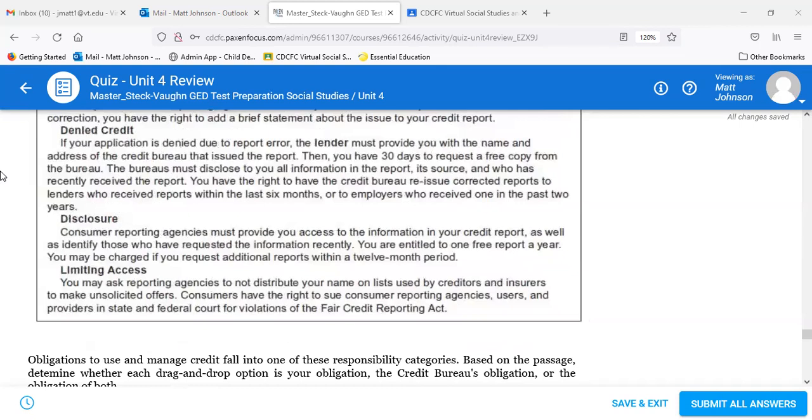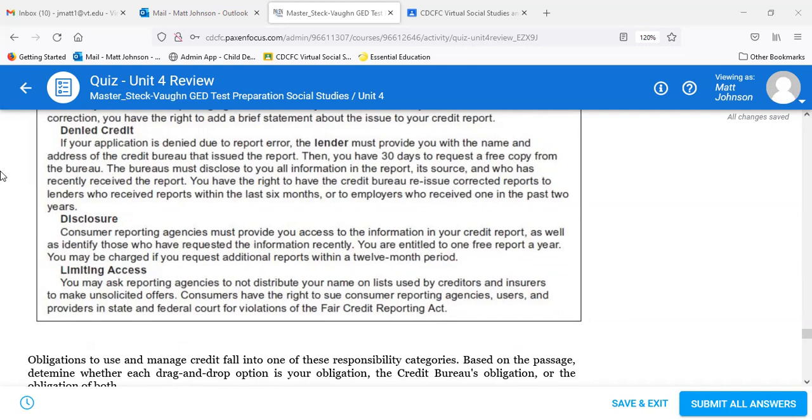And then disclosure. Consumer reporting agencies must provide you access to the information in your credit report, as well as identify those who have requested the information recently. You are entitled to one free report a year. You may be charged if you request additional reports within a 12-month period.